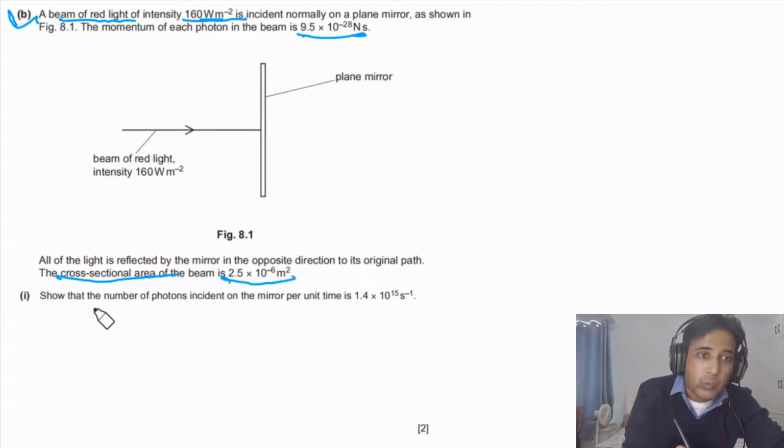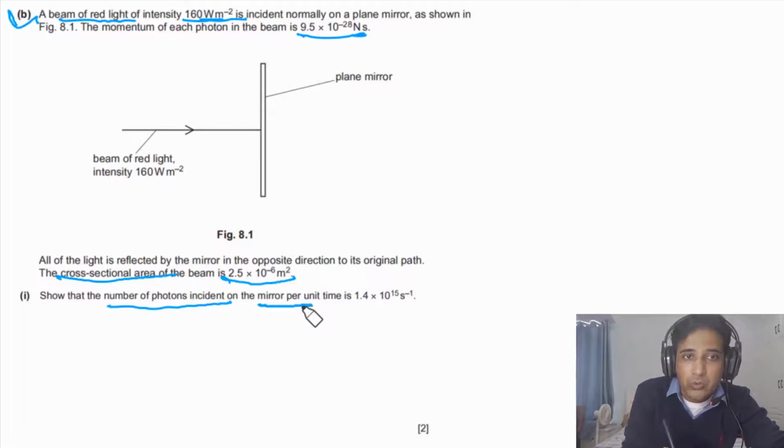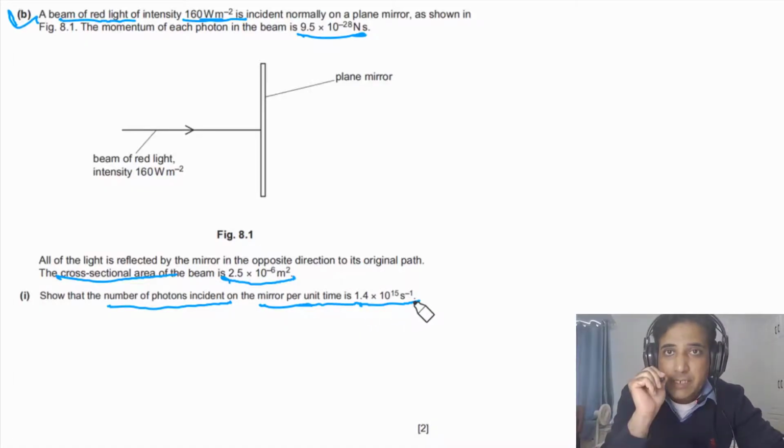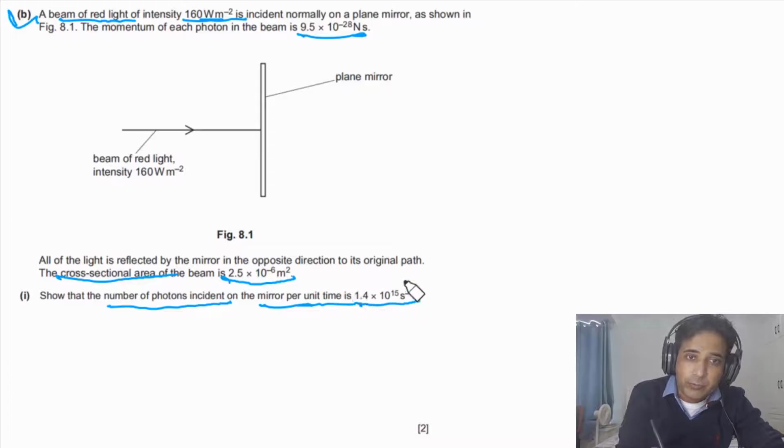For part 1, we need to show that the number of photons incident on the mirror per unit time is 1.4 times 10 to 15 per second. I mean, this is the number of photons arriving at this plane mirror in 1 second. So how can we answer this question?